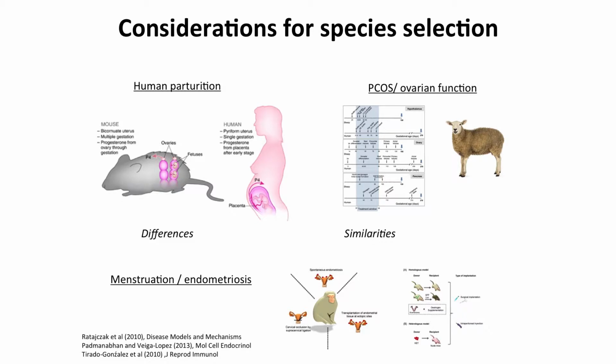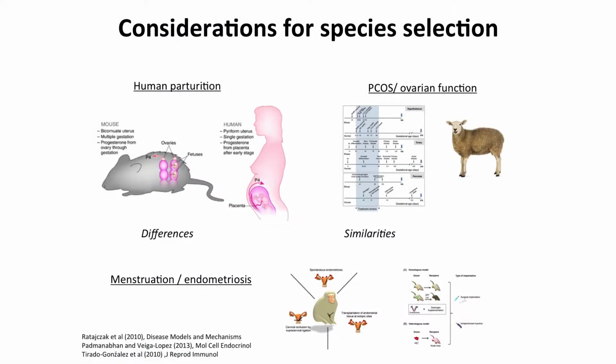There are also many similarities. For example, sheep are often used to model polycystic ovary syndrome or ovarian function. This is because their developmental trajectory is very similar to humans, and follicular development, much like monkeys and humans, occurs prior to birth, where it occurs postnatally in mice. The ontology of other organs is also very similar to humans, such as the hypothalamus and the pancreas. They also either have singleton or twin pregnancies, like humans. And many of the factors that control ovarian function are very similar to humans as well.